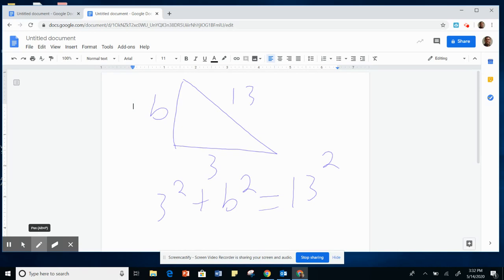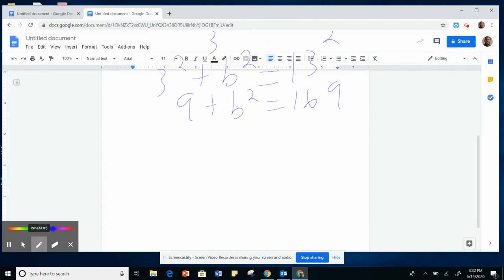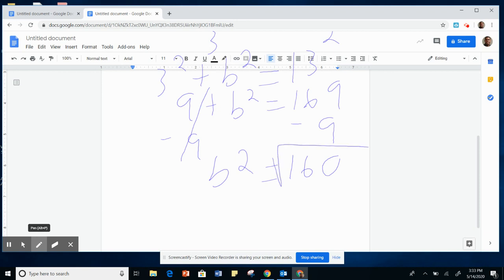3 squared, 3 times 3 is 9, plus B squared is equal to 13 squared, which is 169. Now watch what we do. Let me move this down. Okay, so we subtract 9 from this side. This goes back to our solving equations. 9's cancel out. B squared is equal to 160. And then we simply find the square root of B squared.